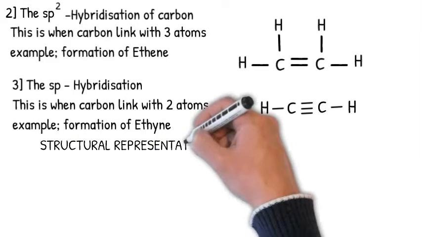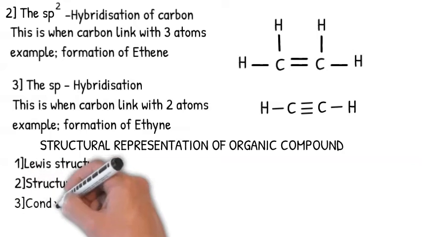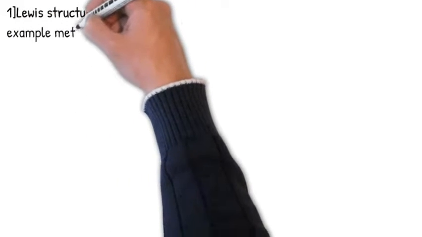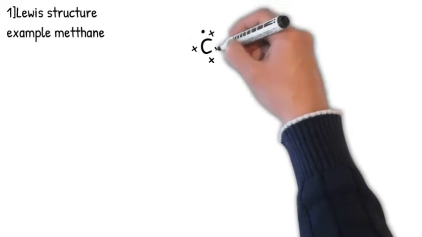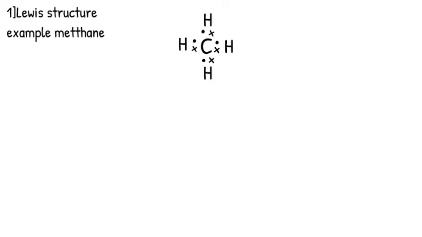Structural representation of organic compounds. Lewis structure, structural formula, condensed structural formula, bond line formula. Number 1. Lewis structure. Example, methane. In Lewis structure, the valence electrons of each atom are represented either by dots or crosses. Here, I choose dots to represent valence electrons of carbon and crosses to represent valence electrons of hydrogen.